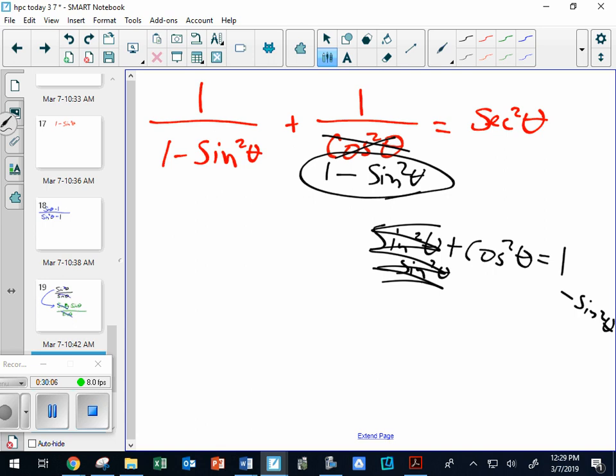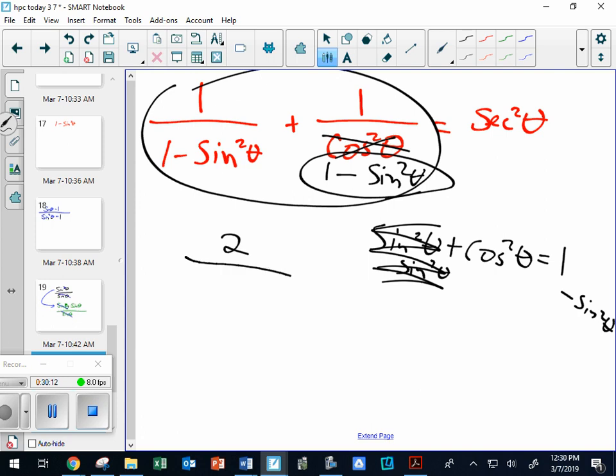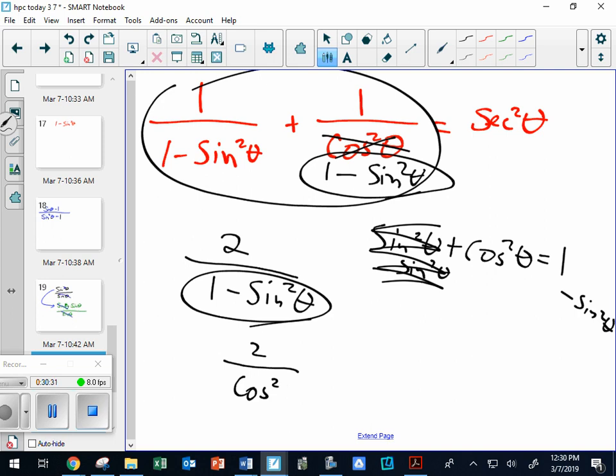Final answer? Well, now that they have a common denominator, you can add them. And that becomes 2 over, and what is the same as 1 minus sine squared theta? Sine squared theta, that's that one we just did a second ago. And that is cosine squared theta. So this is 2 over cosine squared theta. But it's not secant.